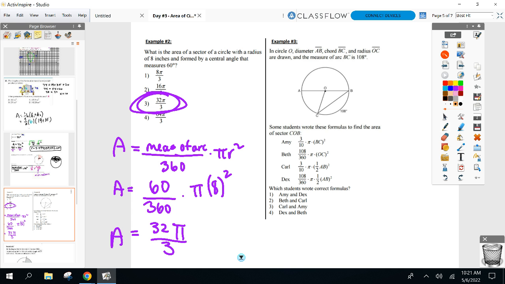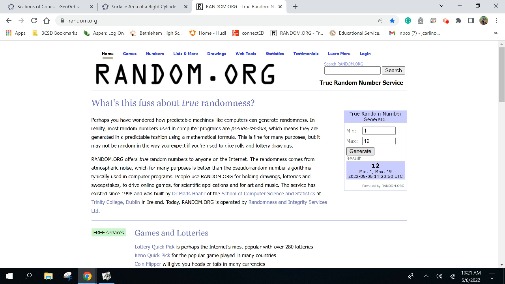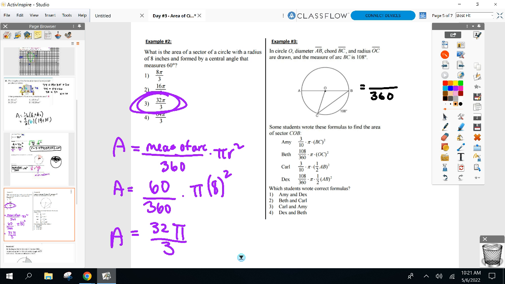Let's do our own calculation right now. How would we do this one if I found the area of sector COB? The first thing I would do is measure over 360. So what is the measure of the arc here? 108. So it would be 108 over 360 times pi. What goes next? Your radius.